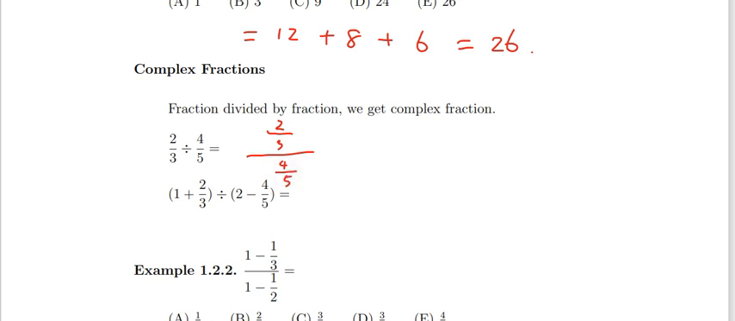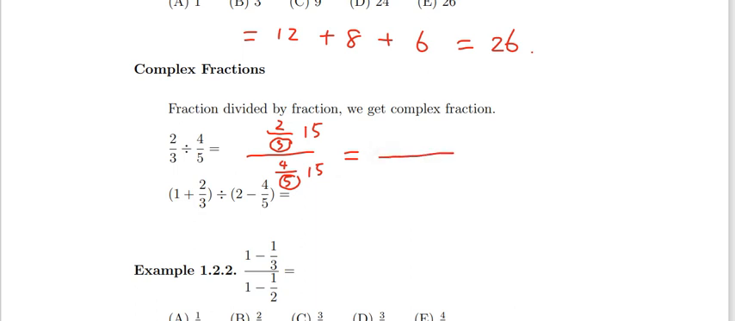So how can we simplify the complex fraction? One way is to change the division into a multiplication. The other way is, we don't like this 3 and we don't like this 5, so we just multiply by 15. Multiply 15 here, and multiply 15 here. So we get this.